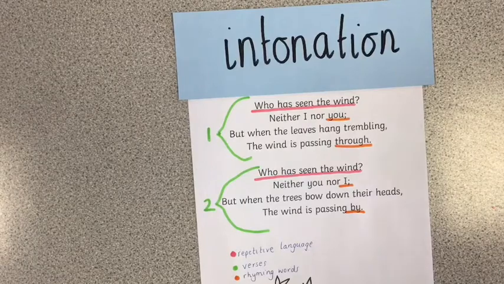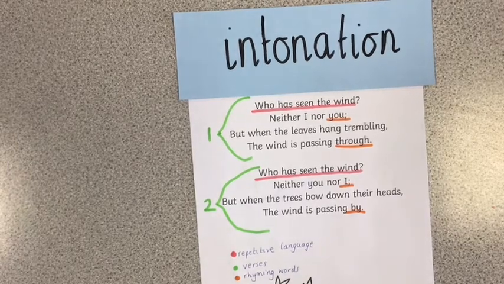So I would maybe do, who has seen the wind? Neither I nor you. But when the leaves hang trembling, the wind is passing through. Who has seen the wind? Neither you nor I. But when the trees bow down their heads, the wind is passing by.